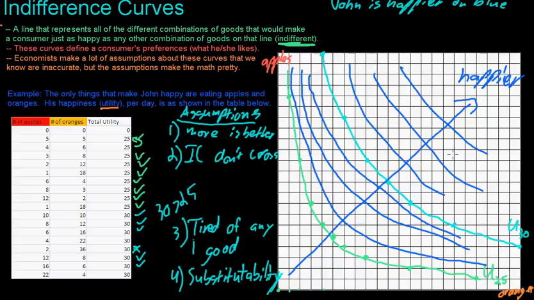So I hope that that's a clear introduction to indifference curves. This is by no means meant to be an exhaustive list. This is just meant to be an introduction, and I've tried to explain the key points without getting into too much detail.